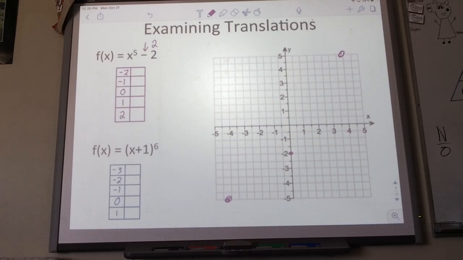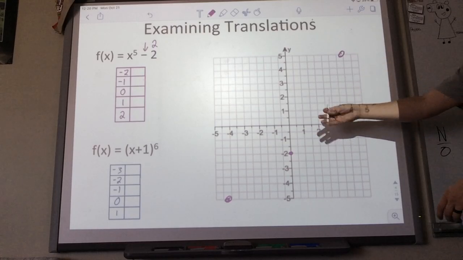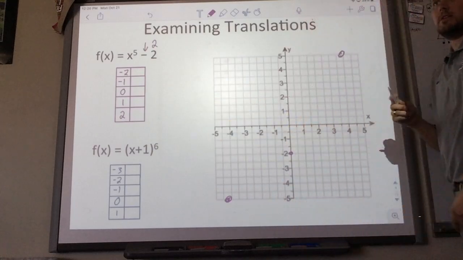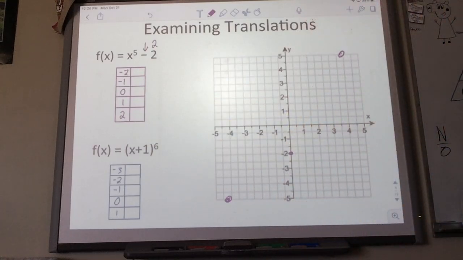Those aren't actual endpoints. I was just saying I know that it's going to end going up and start being down because it's an odd exponent. Those are not actual endpoints. That's just showing my end behavior should be something like that.